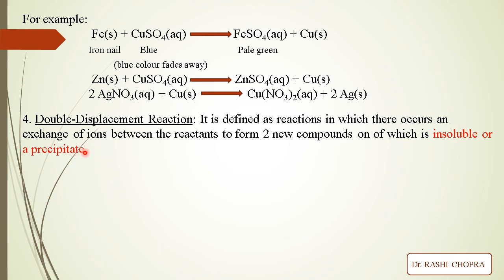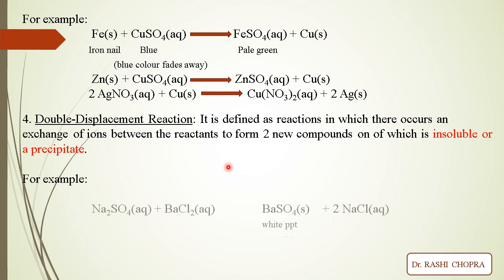Always remember that whenever a double displacement reaction is taking place, two compounds are formed, but one of those compounds would be an insoluble precipitate. That is, its particles would be suspended in the test tube. Okay, so this is a double displacement reaction.